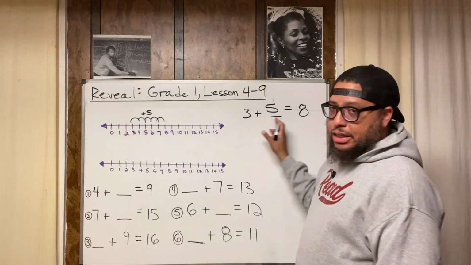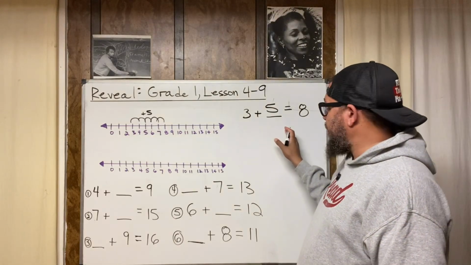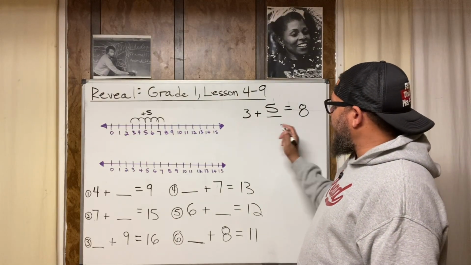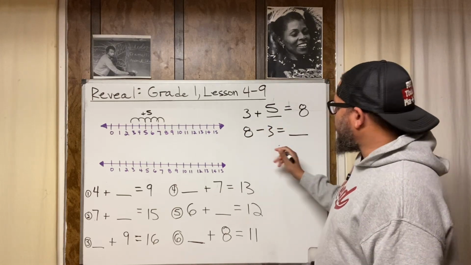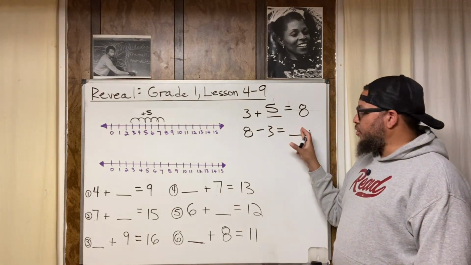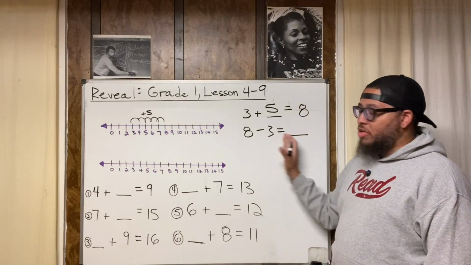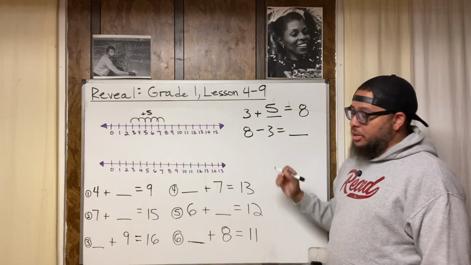Because we know that addition is the opposite of subtraction, 3 plus blank equals 8 is the same thing as saying 8 minus 3 equals what? The difference is the answer when you do subtraction. So 8 minus 3. What's 8 minus 3?